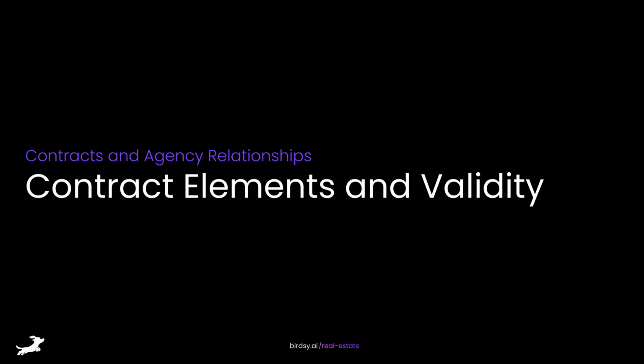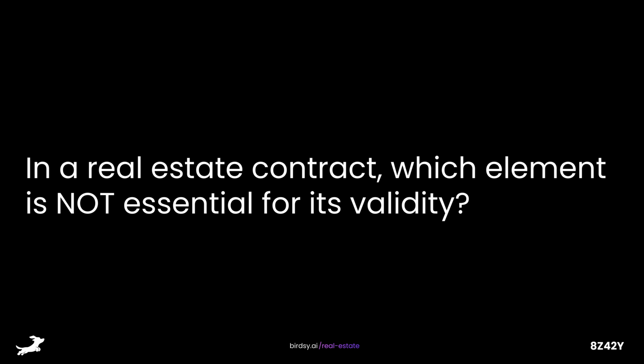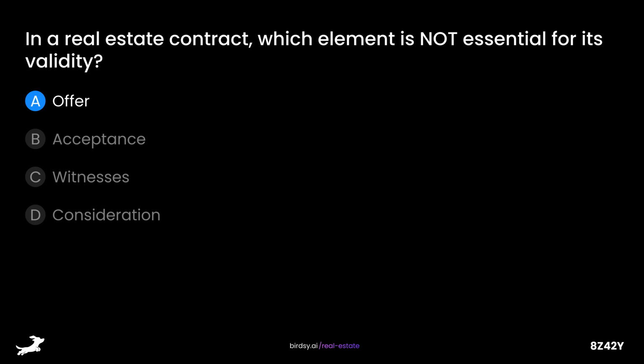Contract elements and validity. In a real estate contract, which element is not essential for its validity? Is it A, offer, B, acceptance, C, witnesses, or D, consideration? The answer is C, witnesses.